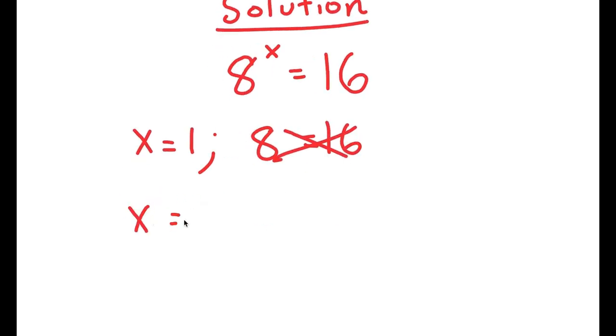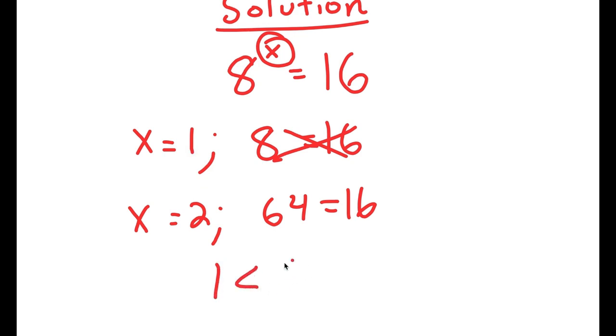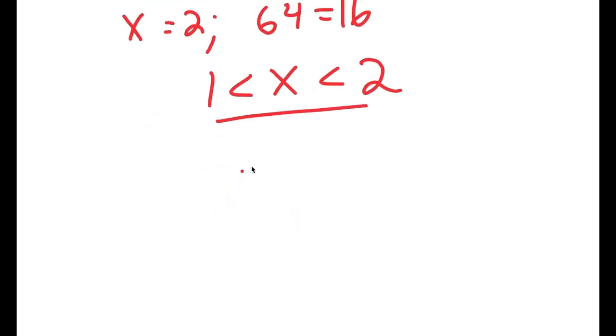Now if I plug in x equals 2, I get 8 to the power of 2 is equal to 16, and 8 to the power of 2 is 64. So I get 64 equals 16. And notice how there's a big gap between 8 and 64. So we know that the value of x is not going to be a whole number but a decimal, and it's going to be somewhere in between 1 and 2. So x is greater than 1 but less than 2. We know this. Now, how are we going to actually solve this problem and find the exact value of x?